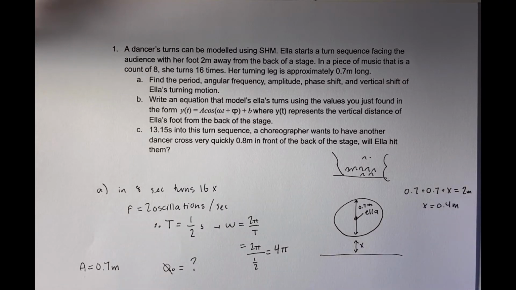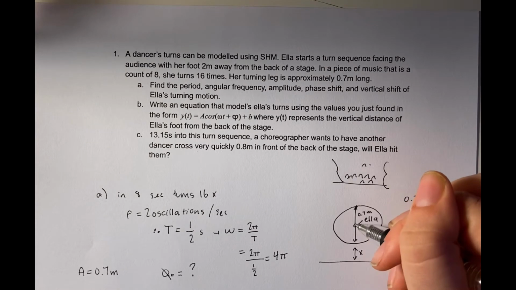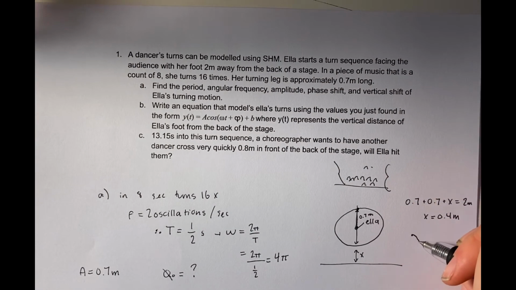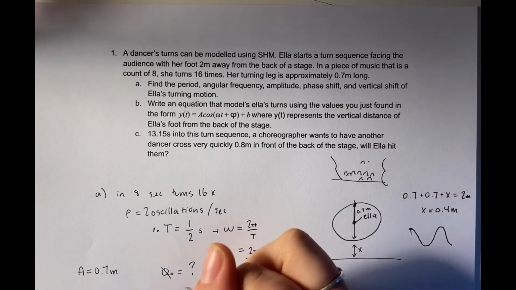You could plug in values to find the phase shift. However, because we know that she starts her turn the farthest away from the stage, facing the audience, we know that she starts at a peak, and thus the phase shift must either be 0 or 2 pi. So we model using a cosine function.